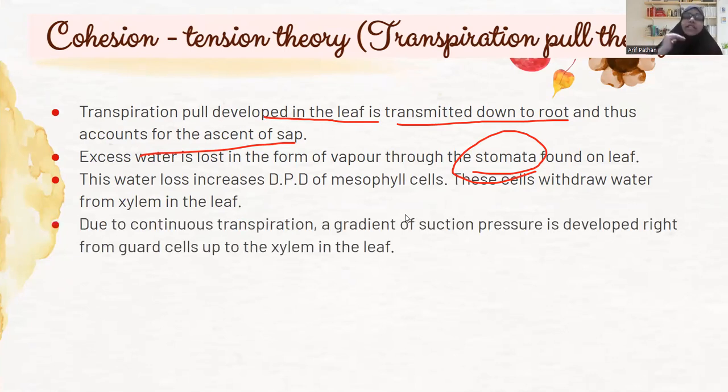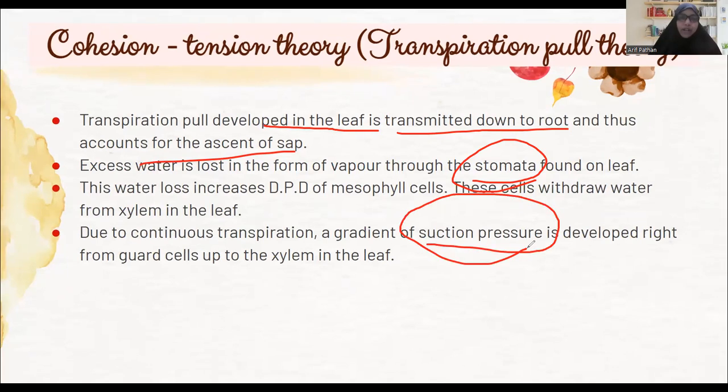And because of this, a gradient of suction pressure. Remember, in the previous video also we discussed this. A suction force is developed right from the guard cells up to the xylem of the leaf. We will be discussing what guard cells are in the next series of videos. They surround the stomata, which guide the opening and closing of stomata, basically. So we will be studying it in detail. Don't worry about it in this video.